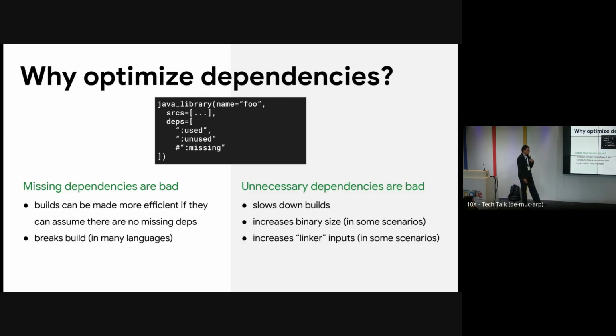Unnecessary dependencies are also bad because they unnecessarily slow down builds. Why wait for an action to compile something which I'm never going to use? And it increases binary size, because nobody wants to download 2 gig binaries. And of course, even in cases like C++, where there is dead code stripping, the linker has to do a lot more work. If you know that you don't need it, don't give more work to the linker.